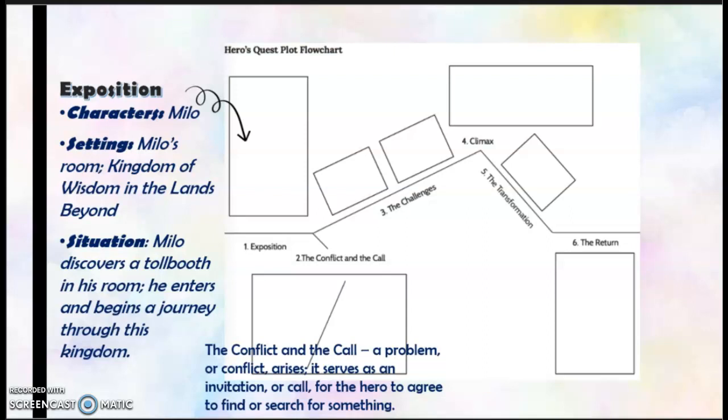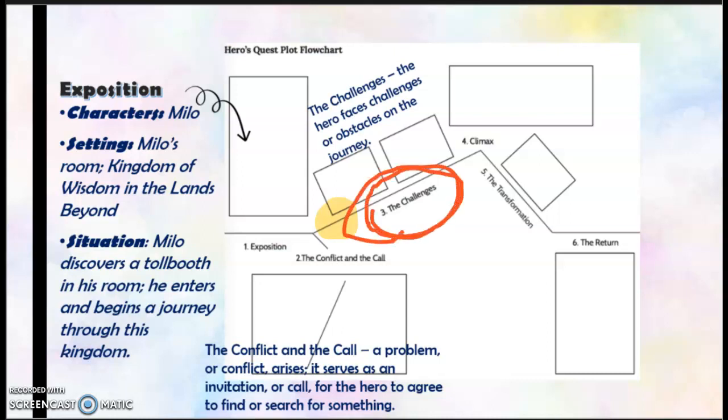Where in a traditional plot story, we have the rising action, in a hero's quest, we have the challenges. These are the things, the obstacles they're going to face along the way. And we know that in our story, some of those challenges are going to involve the demons. So when I think about where we are on this plot, I think maybe we're right here, that we're about to find out what the challenges are, what has to be done to save the kingdom.